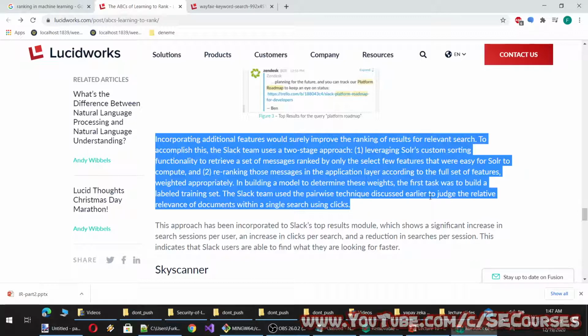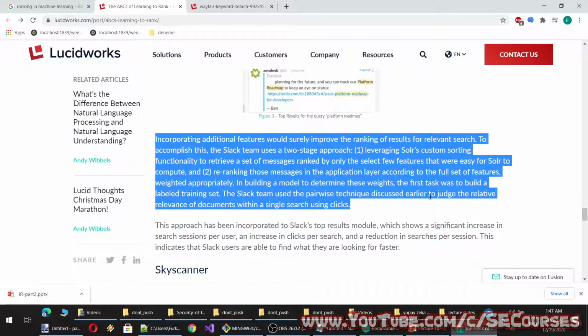Incorporating additional features would surely improve the ranking of results for relevant search. To accomplish this, the Slack team uses a two-stage approach: one, leveraging Solr's custom sorting functionality to retrieve a set of messages ranked by only the select few features that were easy for Solr to compute, and two, re-ranking those messages in the application layer according to the full set of features, weighted appropriately.